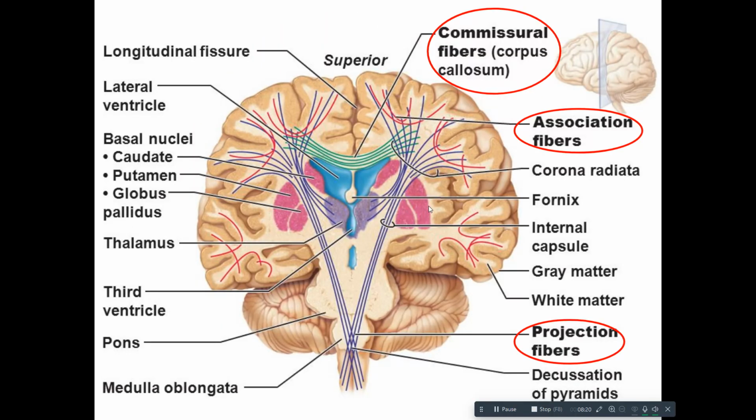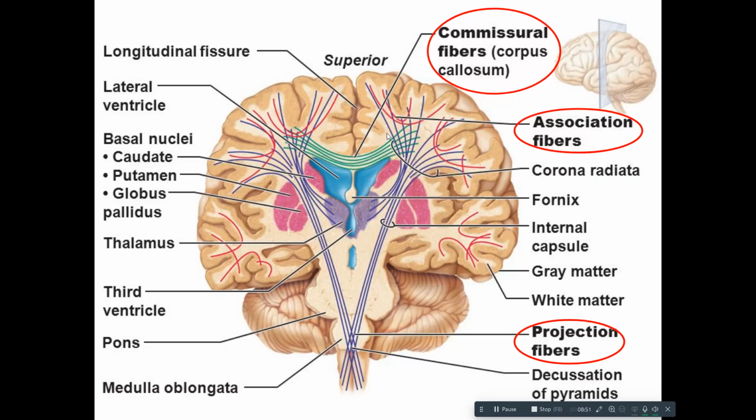If I look at this picture again, I've got some nice colorful examples, like these pink ones here, staying within one hemisphere. These are association fibers. The green going across, those are commissural fibers. And our best example of a commissural fiber structure is the corpus callosum, which we definitely saw in lab, in the brain model and the sheep brain. There are other commissural fibers as well. This is not the only set.